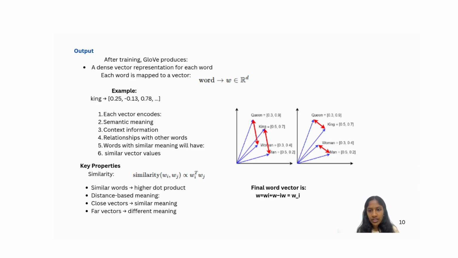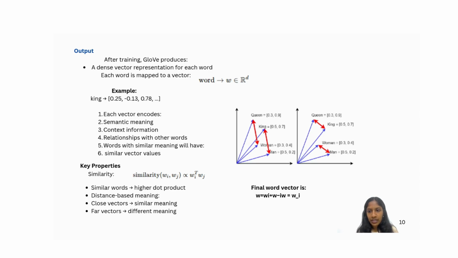One of the most fascinating aspects of these embeddings is that they allow us to perform vector arithmetic to uncover relationships. For example, king minus man plus woman equals queen. This means that if we take the vector for king, subtract the vector for man, and then add the vector for woman, the resulting vector is very close to the vector for queen. This shows that the model has successfully captured the concept of gender relationships in its vector space.